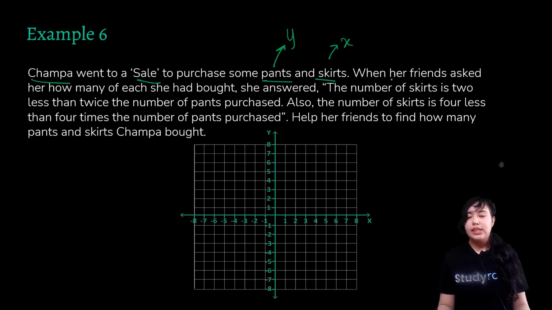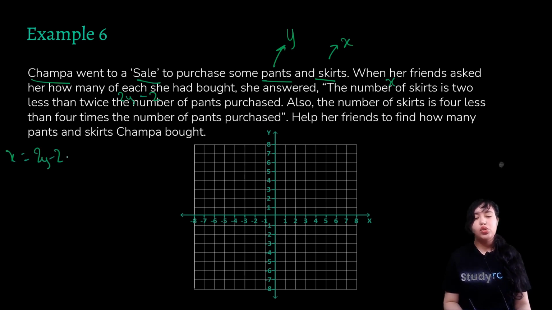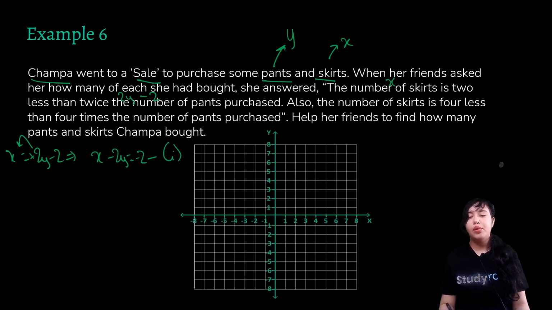The number of skirts, which means X, is 2 less than twice the number of pants. Twice the number of pants means 2y, 2 less means minus 2. So the first equation would be x is equal to 2y minus 2, but let me pull out this 2y over here. By default it's plus over here, so it will become minus over there. So I'll have x minus 2y equal to minus 2. Let's call this equation number 1.